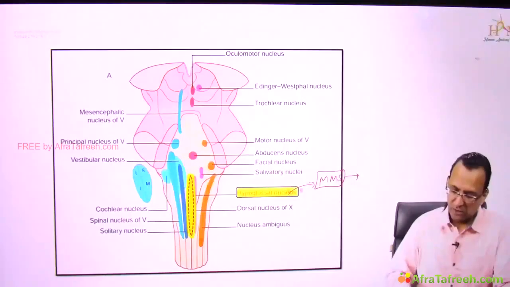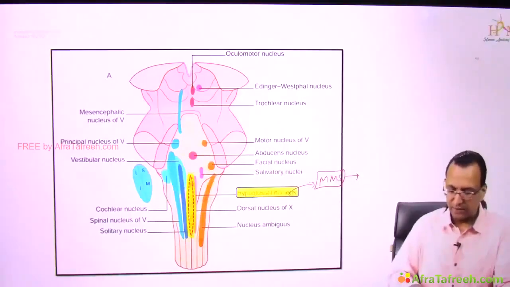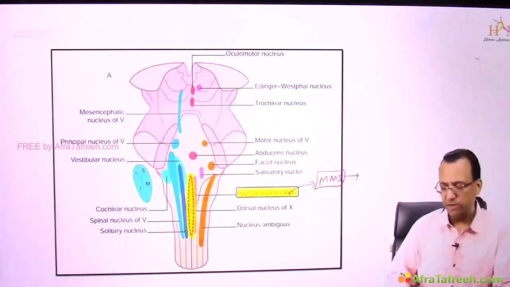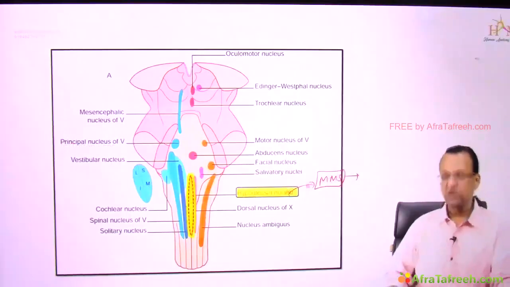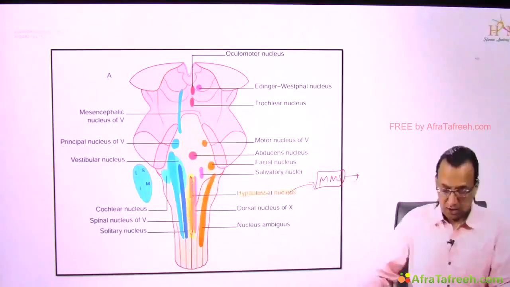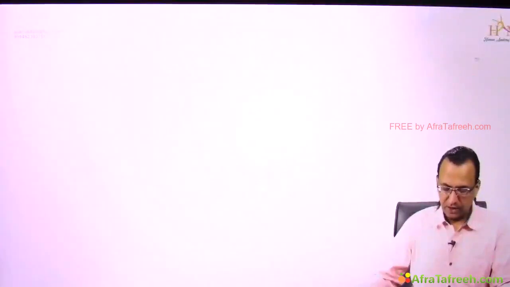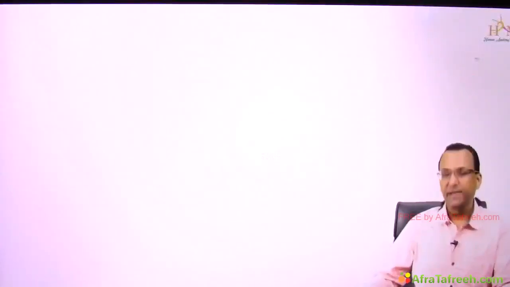So hypoglossal nucleus is near the midline and it will be affected in medial medullary syndrome and tongue muscle palsy. It is not affected in lateral medullary syndrome. Now, once you have that orientation, we are going to draw these nuclei ourselves.